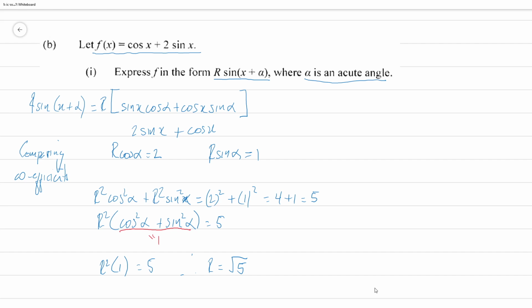Now, if you have to take the square root in this scenario, of course, you would normally put plus or minus here.